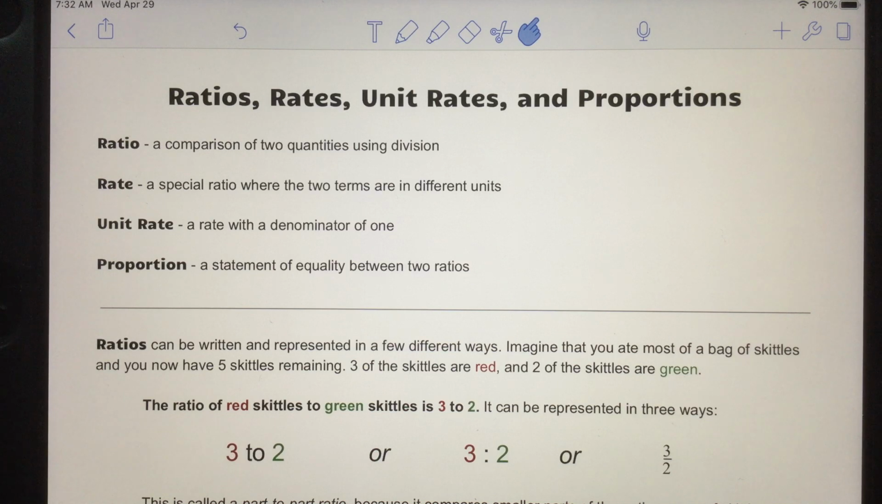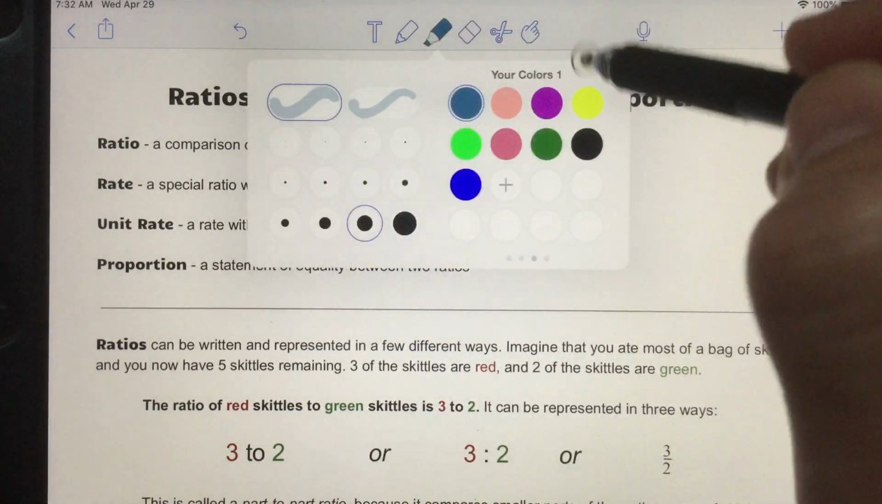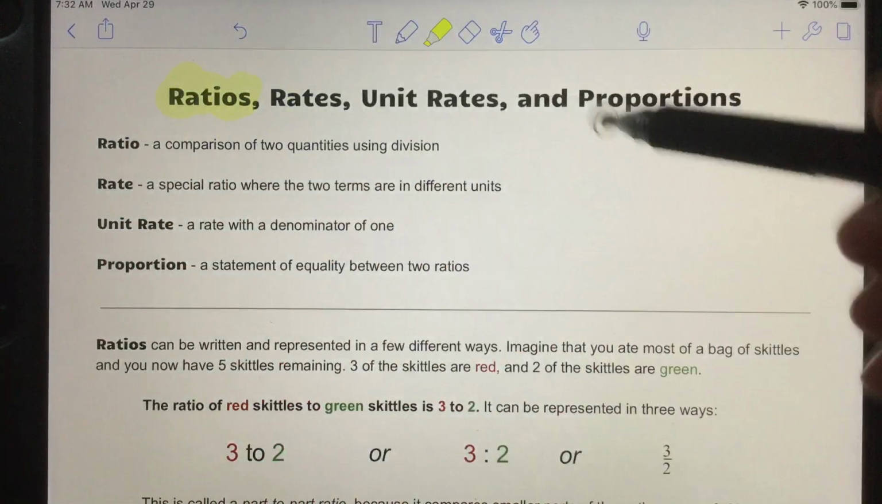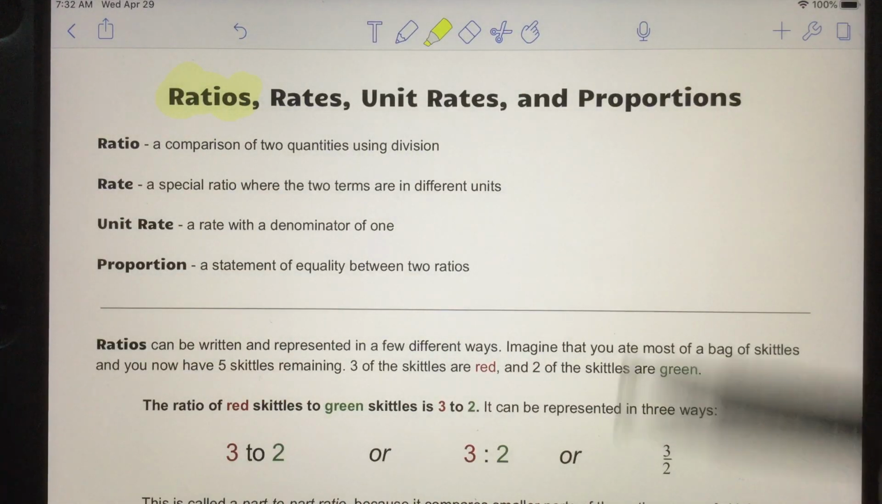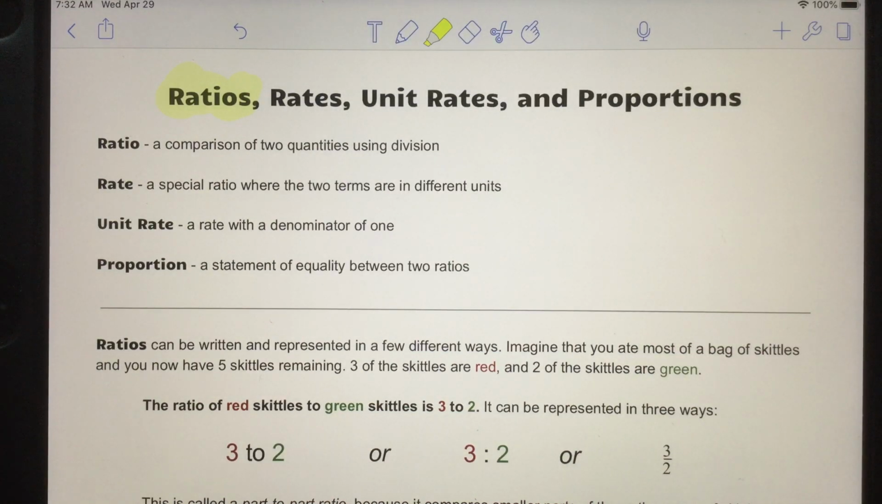Today, we are going to shift our focus into ratios, rates, unit rates, and proportions. And really, for today, all we're going to focus on is this ratios part here. So we're going to talk about all of them briefly. I'm going to define them, but then today I'm just going to really talk about what a ratio is, and we'll come back on some other videos and talk about rates, unit rates, and proportions.